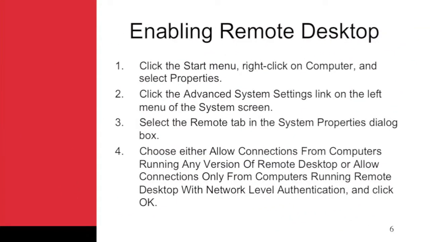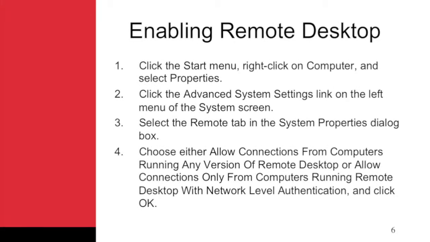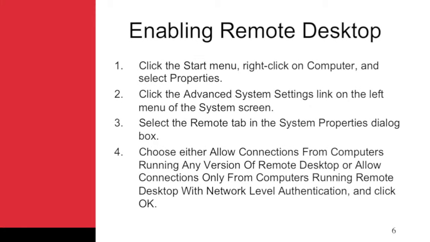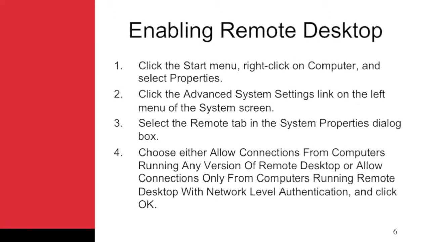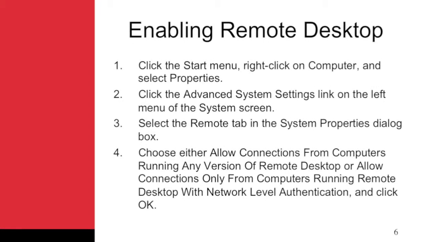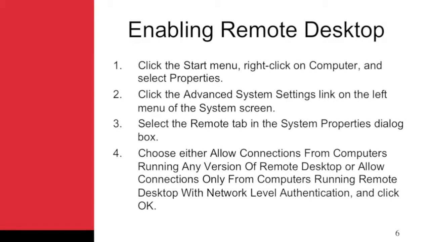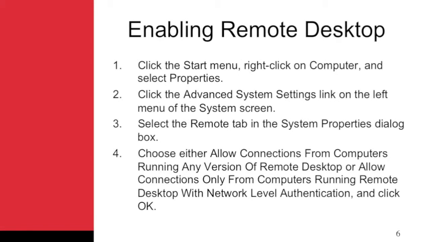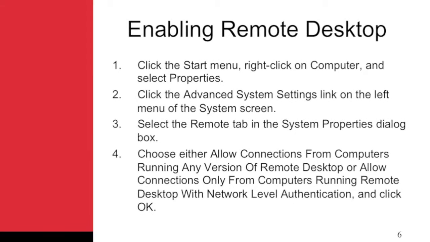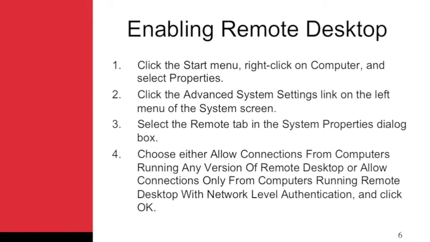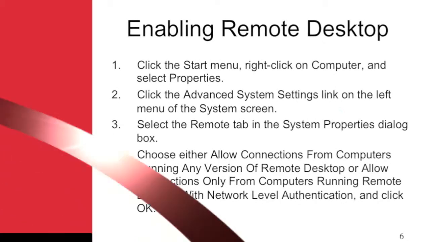Windows servers and clients support two types of remote desktop control without the use of third-party applications: Remote Desktop and Remote Assistance. To enable Remote Desktop, click the Start menu, right-click on Computer, and select Properties. Click the Advanced System Settings link on the left menu on the System screen. Select the Remote tab in the System Properties dialog box. Choose either Allow connections from computers running any version of Remote Desktop or Allow connections only from computers running Remote Desktop with Network Level Authentication, and click OK.